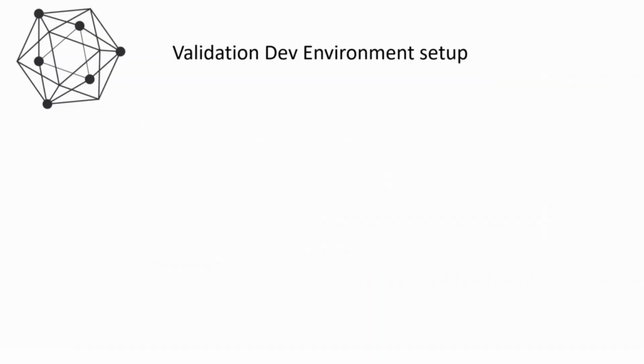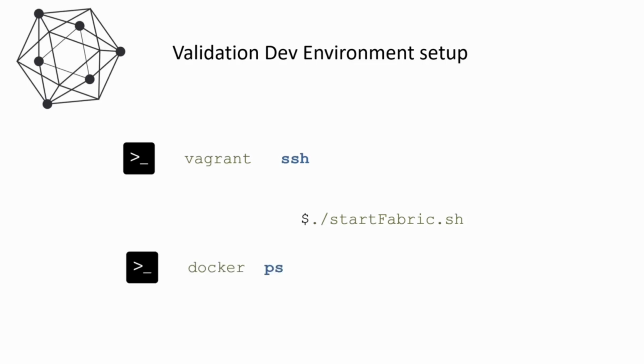In this last step, we're going to validate our dev environment setup, and to do that, we'll log into the virtual machine using the vagrant ssh. Then we are going to execute the shell script startFabric.sh. This will start all the Fabric components in Docker containers. Then we're going to check the status of the containers using the docker ps and docker logs commands on the host machine, and then we'll shut down the environment using the stopFabric.sh script file.